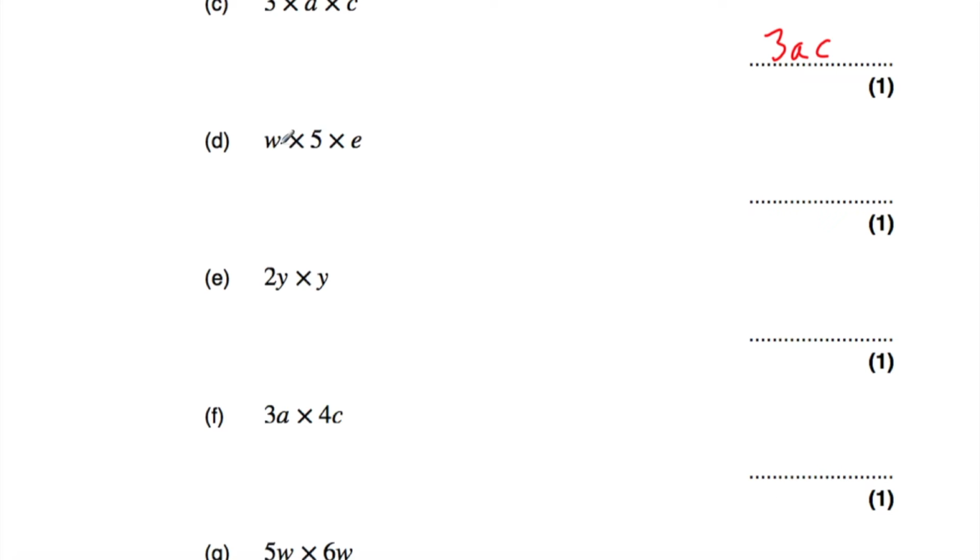Okay, let's have a look at our next part, part D. Part D says w multiplied by 5 multiplied by e. So let's put the number at the front, so we're going to have 5. And then the letters, let's put them in alphabetical order, so that's going to be EW. So the answer would be 5EW.